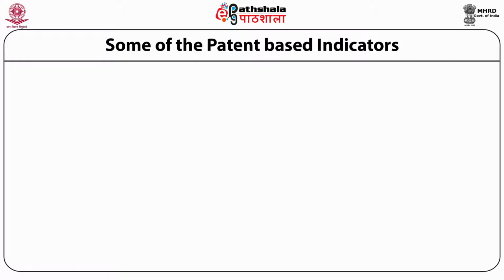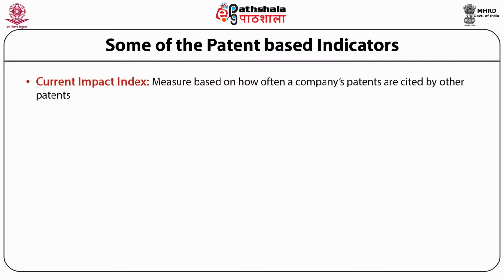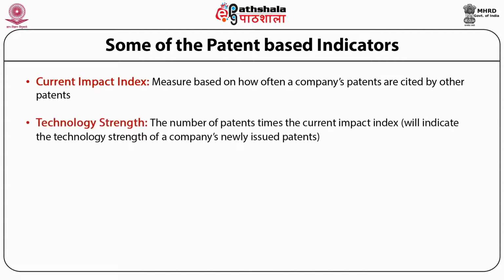There are other indicators as I was talking about. One of them is the current impact index. It measures how often a company's or a research unit's patents are cited by other patents. Similarly, technological strength, the number of patents times the current impact index, will indicate the technological strength of a company's or a research unit's newly issued patents.